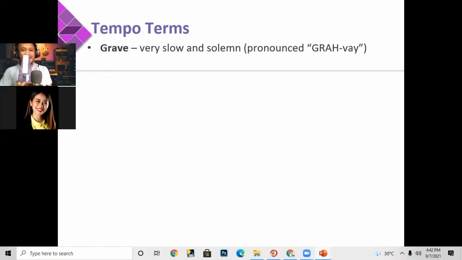See? While the next one, we have largo. So from the largo, that is 45 beats per minute. Sample.